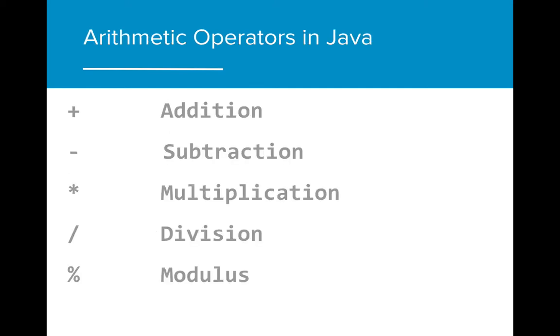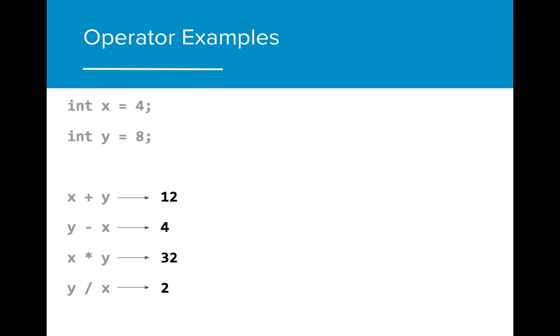Just like in regular mathematics, Java relies on many of the same operators to perform mathematical expressions. Here are some examples of variables being used in tandem with mathematical operators. In each case, the outcome is the expected result, as with normal mathematical expressions.